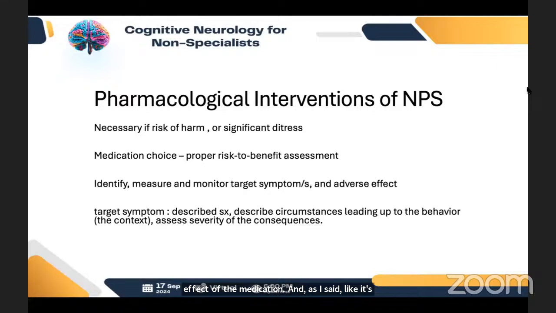I will be talking about how to use it: an approach to describe the symptom, describe the circumstances leading to this kind of behavior, and then assess the severity of the consequences of this behavior. For example, a patient with Alzheimer's disease who goes to an unfamiliar place and is unable to recognize the environment and the people around them might show anxiety. Later on, if a stranger talks to them, the anxiety will escalate to irritability, and then they might have a temper tantrum or an anger outburst. This is what I mean by describing the symptom and the circumstances behind it.